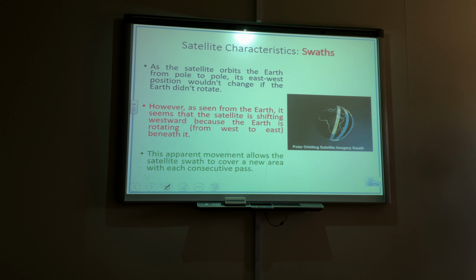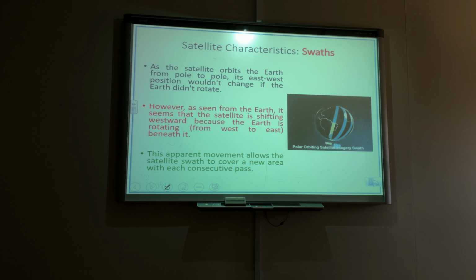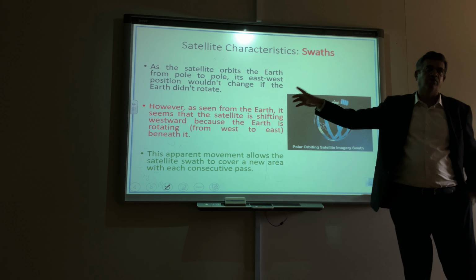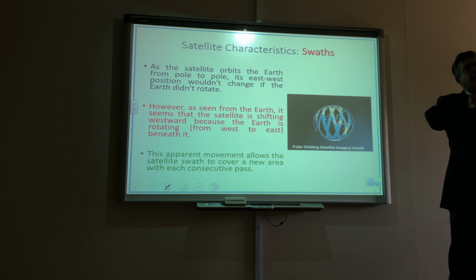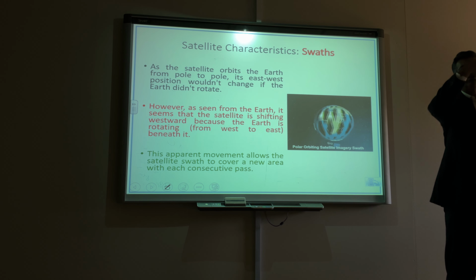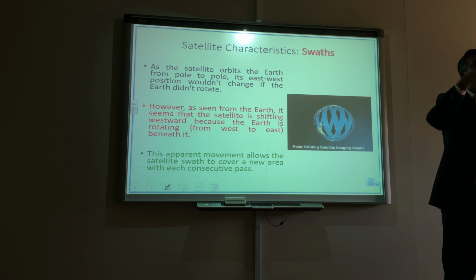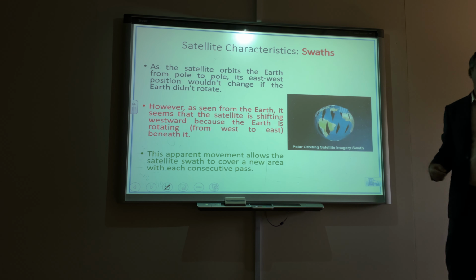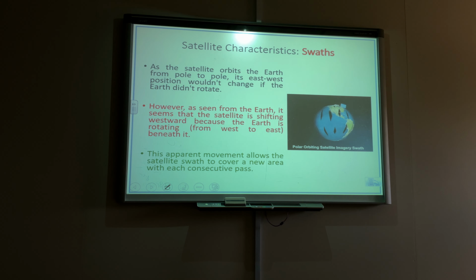As the satellite orbits the Earth from pole to pole, its east-west position would not change if the Earth did not rotate. If the Earth was fixed and the satellite is moving from north to south, then every time it would be covering the same area. But the Earth is moving. Since the Earth is moving in the east-west direction and the satellite is moving in the north-south direction, every time it covers a new area. And then after some time, what will happen? It will cover the whole area, and then it will go back to the area which it covered for the first time.